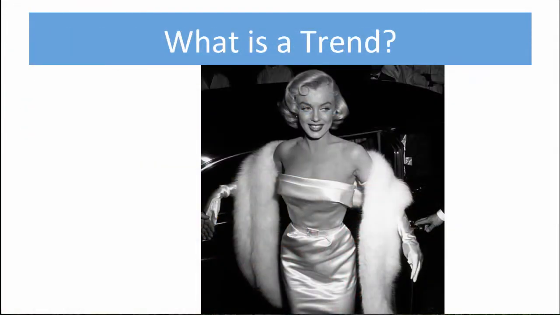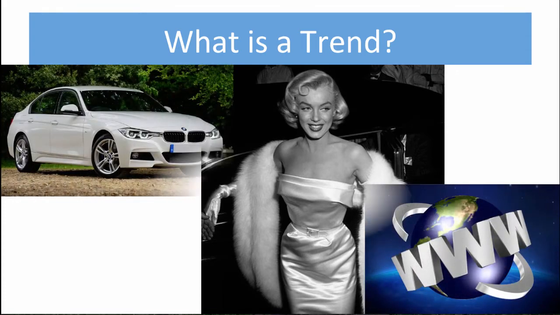So what about trends? A trend can last years or decades. This photo of Marilyn Monroe was taken in the 1950s. Note her hairstyle in the photo. This hairstyle was prevalent in the 30s, 40s, and 50s. Sometimes a fad may become a trend and then become ubiquitous, such as with cars and even the internet.